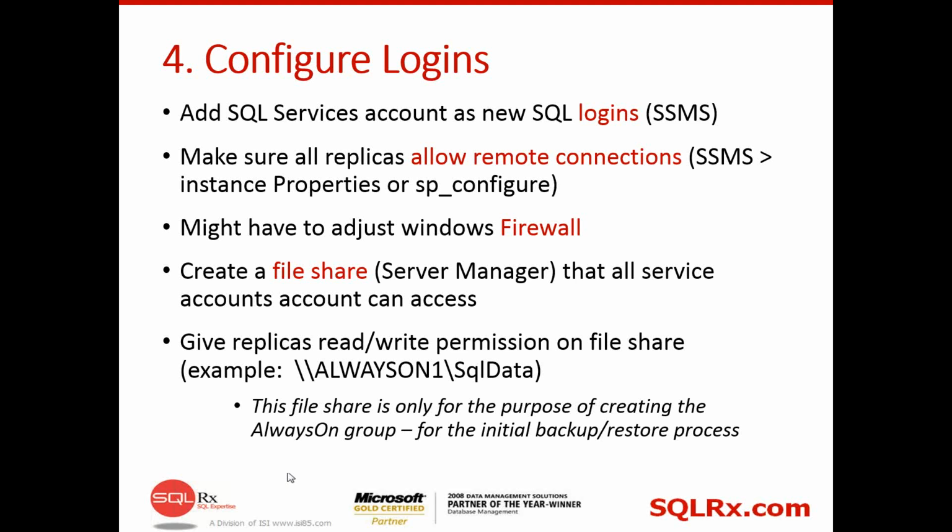Most likely, you will have to adjust your Windows firewall because the replicas must be able to communicate with each other. And we're going to create a file share through Server Manager that the SQL Service account and the replicas can all access with read-write permissions. Now, this file share is what is going to be used to join your databases to the AlwaysOn group. It's for the initial backup and restore process.